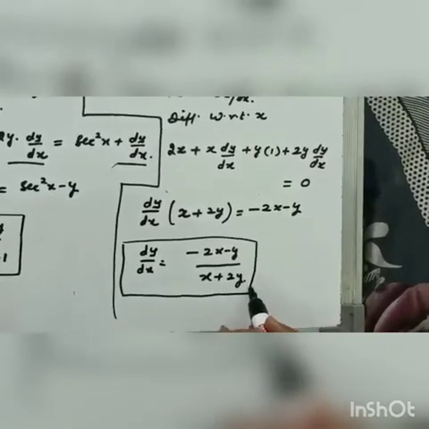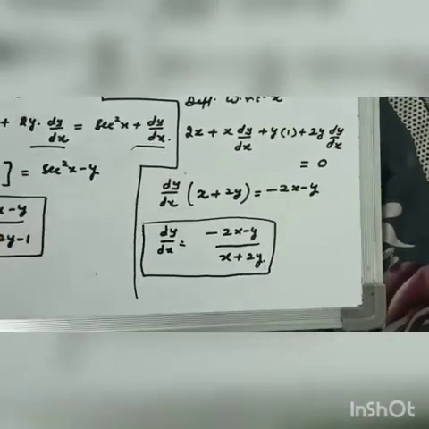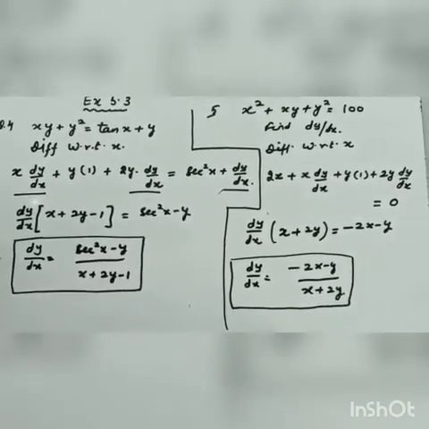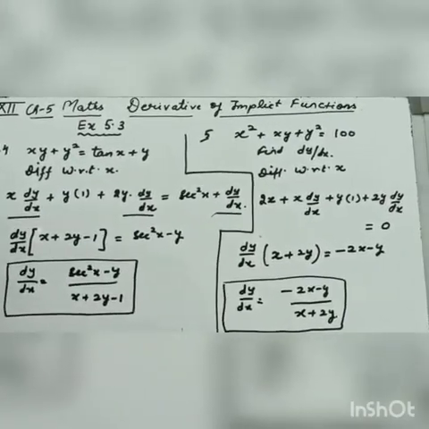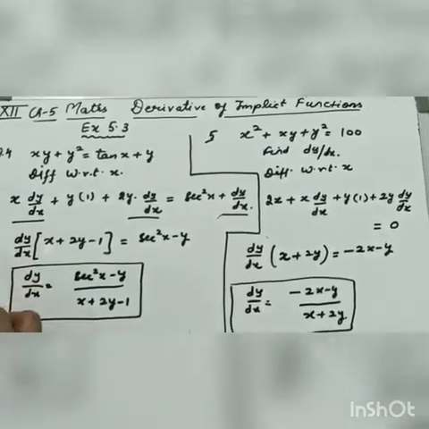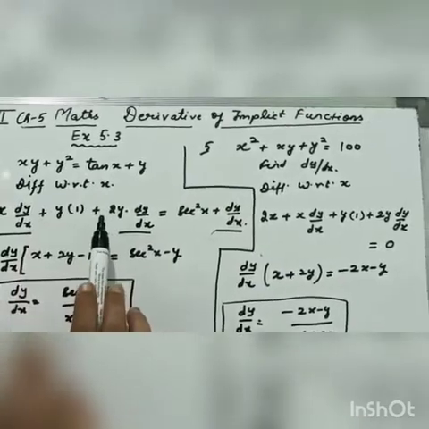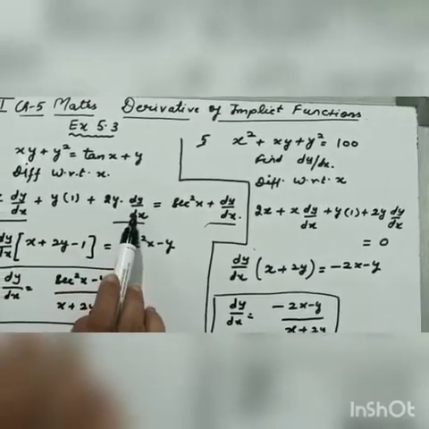So now in any question where you are given some equation in terms of x and y and we need to find the derivative, we just differentiate the complete equation with respect to x and calculate dy by dx from that equation. And when there is a term having y, when we differentiate that term, we always write dy by dx.